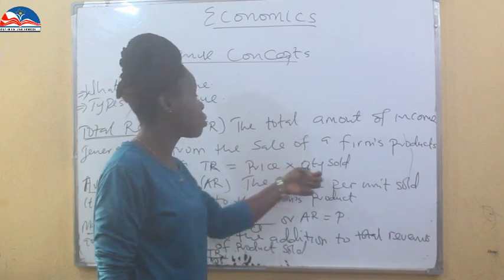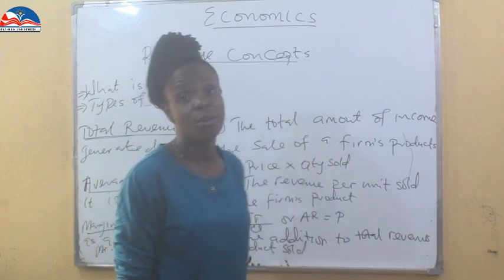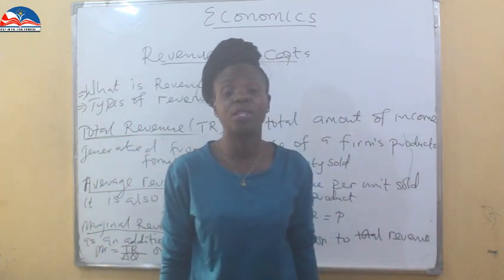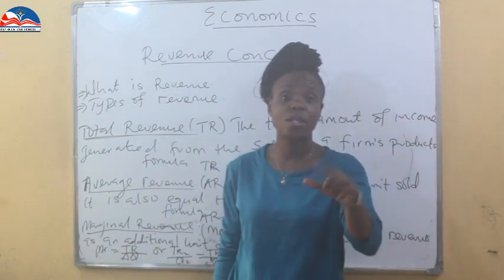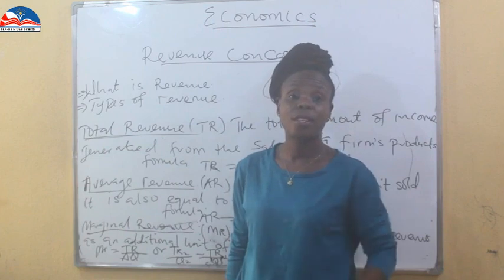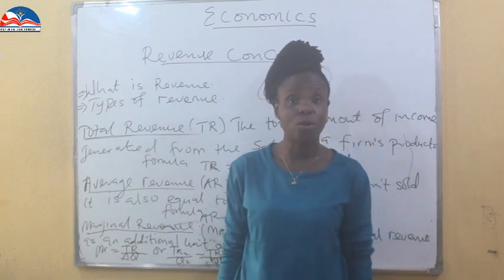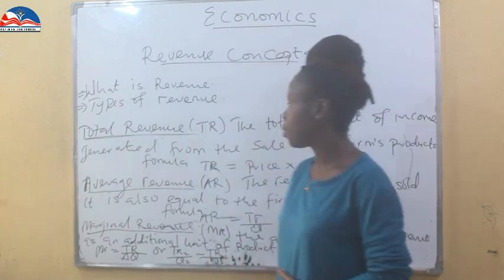When you multiply the price by the quantity, it gives you the total revenue that the company or the business has made. So total revenue is how much it is sold for and the quantity that is sold. If you multiply them together, it gives you the total amount of revenue. That is for total revenue.